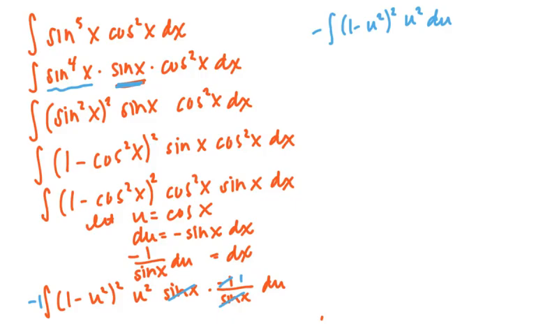u sub would be messy to do again. Let's just expand this. Remember that when you expand a binomial, you should write it twice and do FOIL.